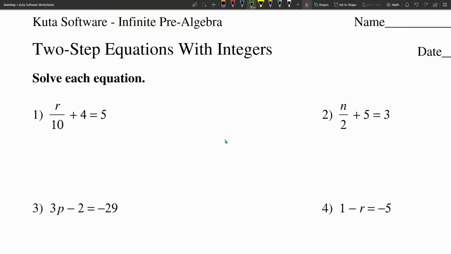Now, our directions on this entire page are to solve each equation. And it's very similar to one-step equations with integers, except as opposed to it only taking one step to isolate our variable, it's going to now take two steps. So let me show you how we're going to do this in number one.